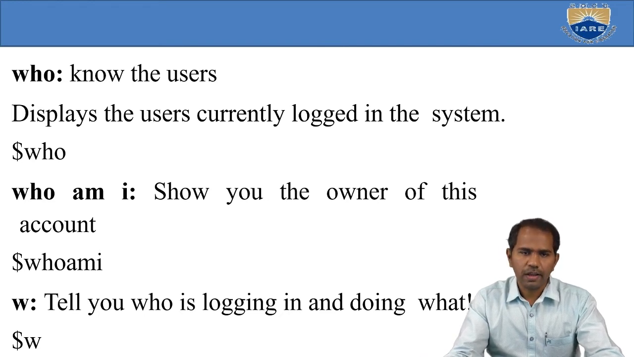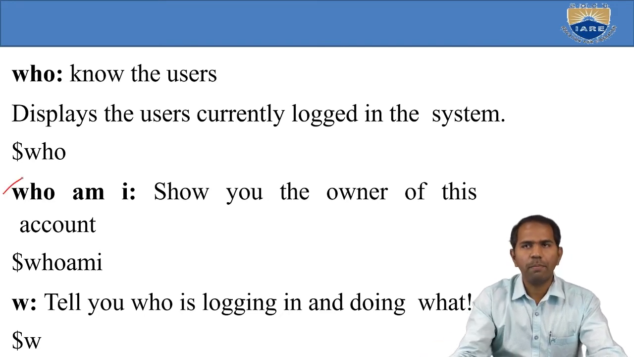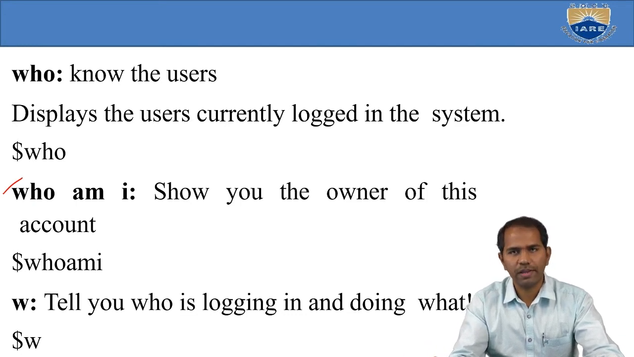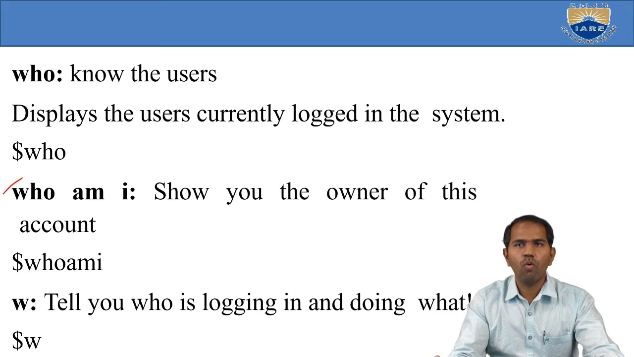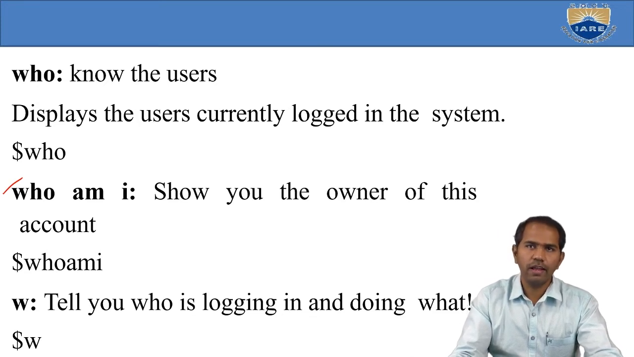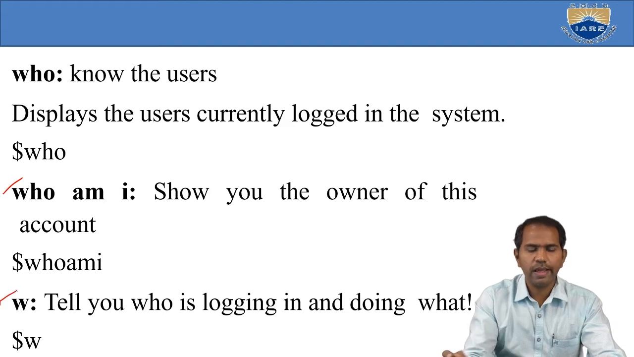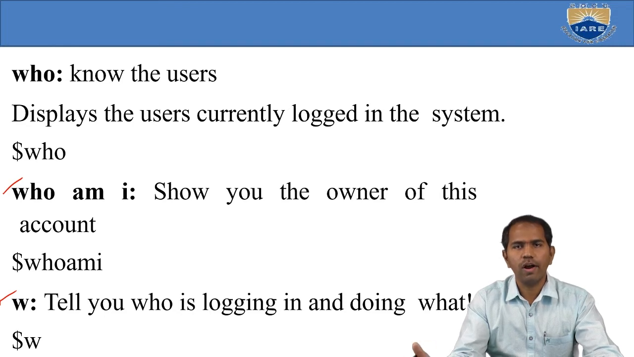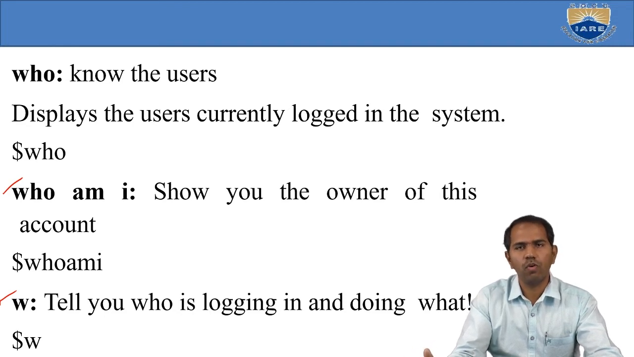Another command is who am i. It shows the owner of this account. Who is the owner? Who am I? Then w. The w command tells who is logged in and what they are doing. I want to know who is logged in and what they are doing, so simply press w.